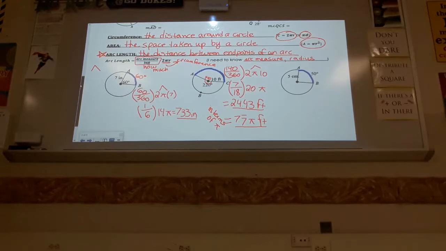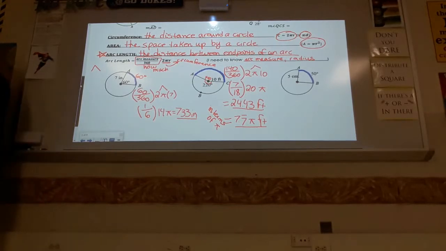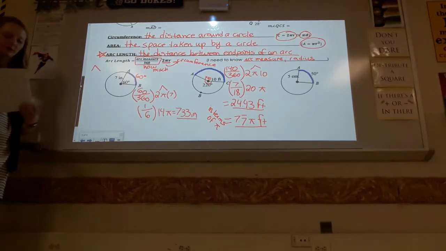All right, write your answer in both formats, please. Full decimal and in terms of pi.